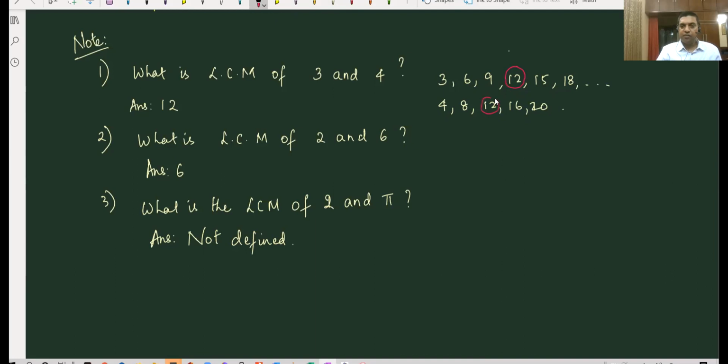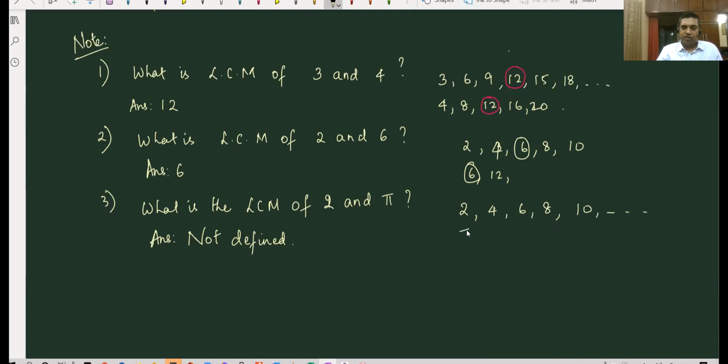So the least common multiple is this: this is a multiple, this is a multiple, this is the least common. After that, there will be greater common multiples; 24 will be one. But this is the least common multiple of 3 and 4. Similarly, for 2 and 6: 2, 4, 6, 8, 10 and 6, 12. The least common multiple is the number 6 itself.